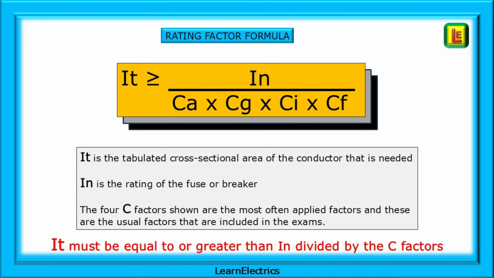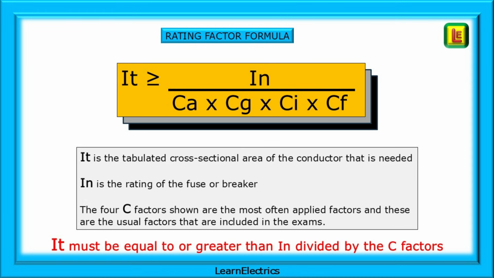This is the formula that we will use. IT is the tabulated cross-sectional area of the conductor that is needed, and IN is the rating of the fuse or breaker. The four C factors shown are the most often applied factors, and these are the usual factors that are included in the exams.